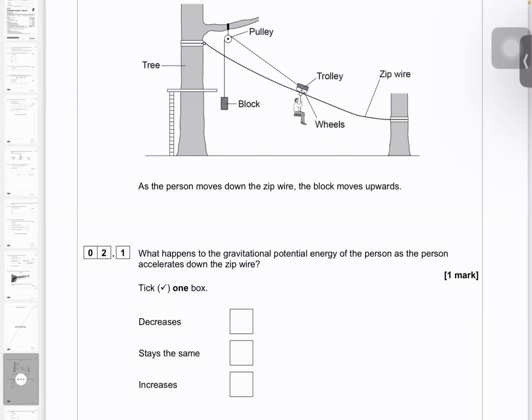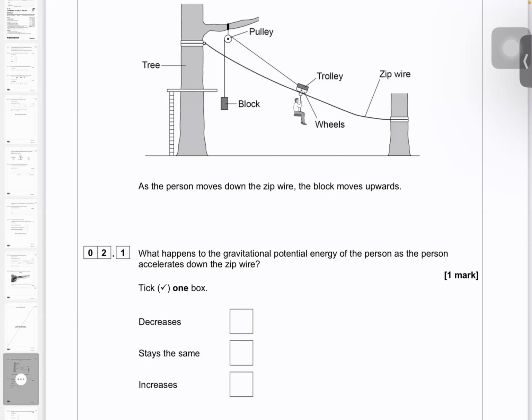What happens to the gravitational energy of the person as the person accelerates down the zip wire? Gravitational potential energy. So, in this scenario, and in any scenario really, potential energy usually increases with height.